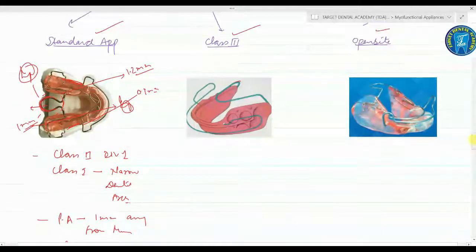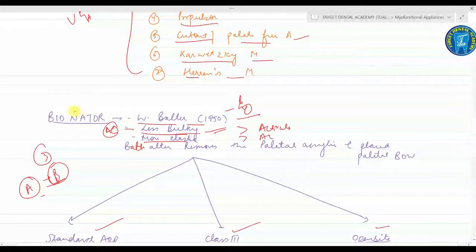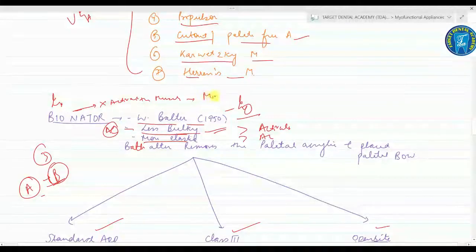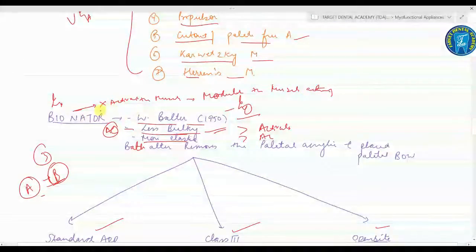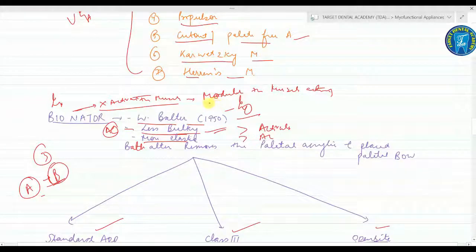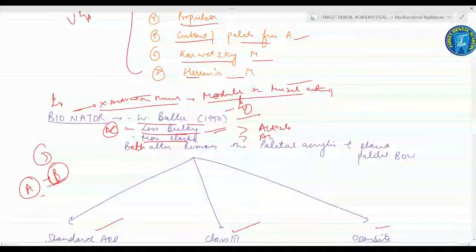Right. One thing more, very important point for your MCQ: the bionator does not activate the muscle, but it modulates the muscle activity. Important. The bionator does not activate the muscle, but it modulates the muscle activity.